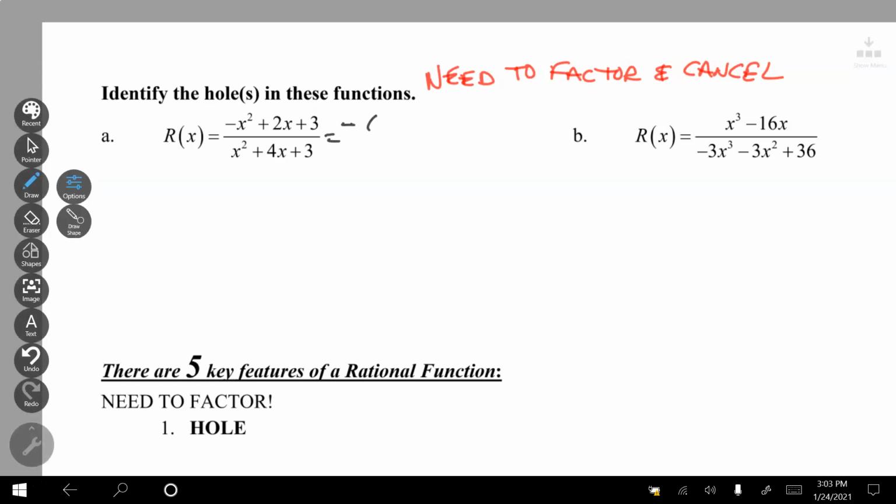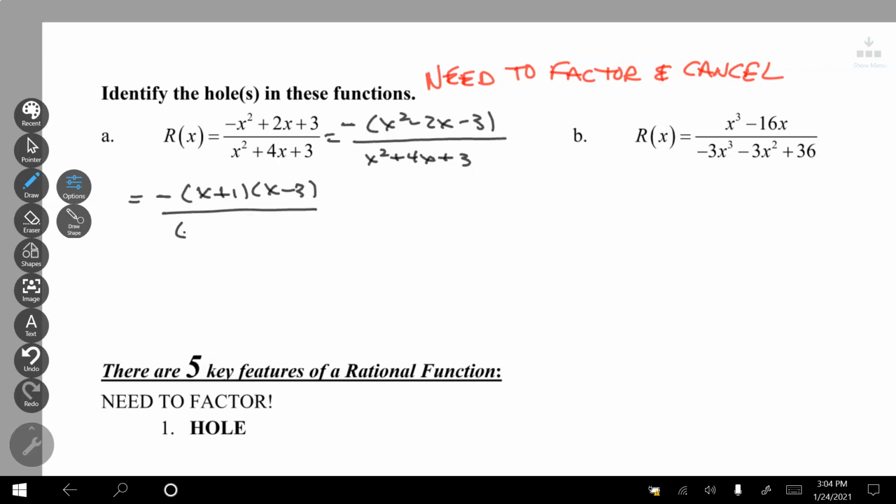I'm going to take a negative sign out of here, and I get x squared minus 2x minus 3, because I do not like factoring negative x squared, and I just have x squared plus 4x plus 3. And then I'm going to factor some more. I'm going to get my negative sign, x plus 1, x minus 3 on top, and on the bottom is going to be x plus 1, x plus 3. So this is what we're getting.